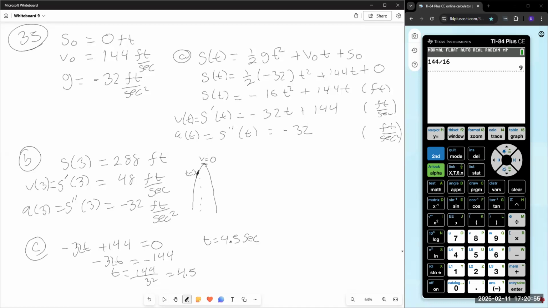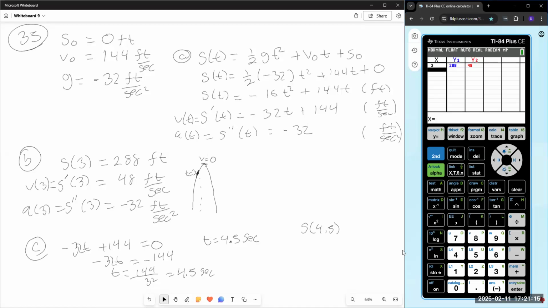It's right there. I just wrote it down wrong. And so, seconds. And now we want to put that in. So S at 4.5 seconds. Let's come into our table at 4.5 seconds.